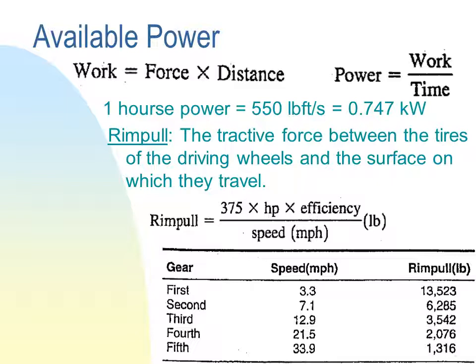And if you try multiplying each two numbers opposite to each other, you'll find a constant number. So 3.3 times 13.5 thousand is very near to 7.1 times 6.2 thousand, and so on.